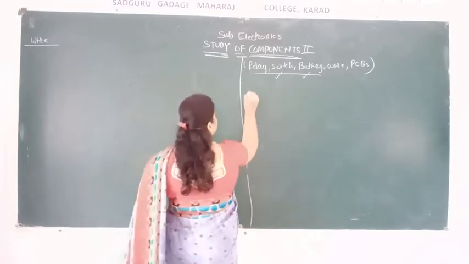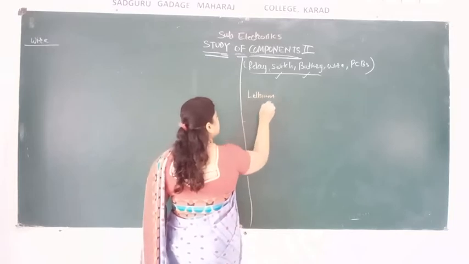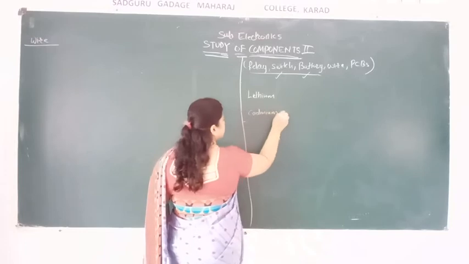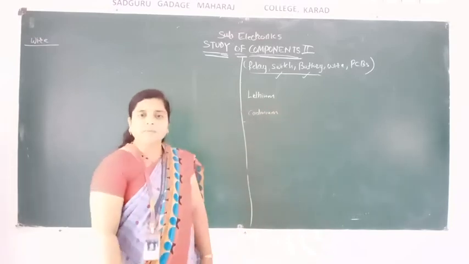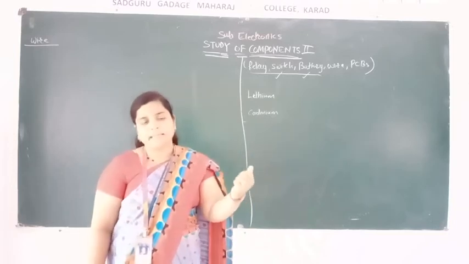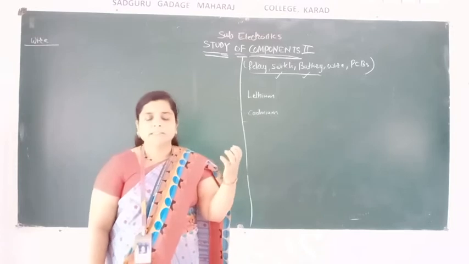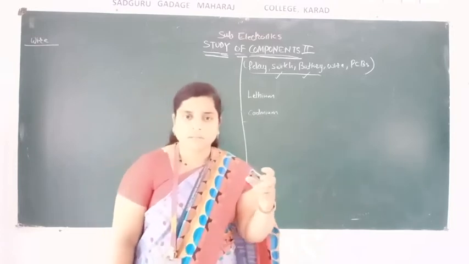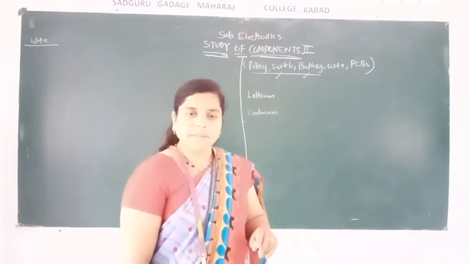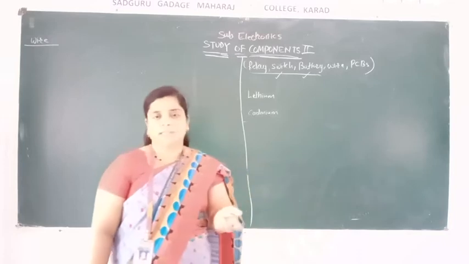Lithium cell and cadmium cell. Cells are of two types, the lithium cell and the cadmium cell. The lithium cell is a primary cell. There are two types of cell, primary cell and secondary cell. Primary cells are the cells in which chemical energy is converted into electrical signal. In secondary cells too, chemical energy is converted into electrical signal.